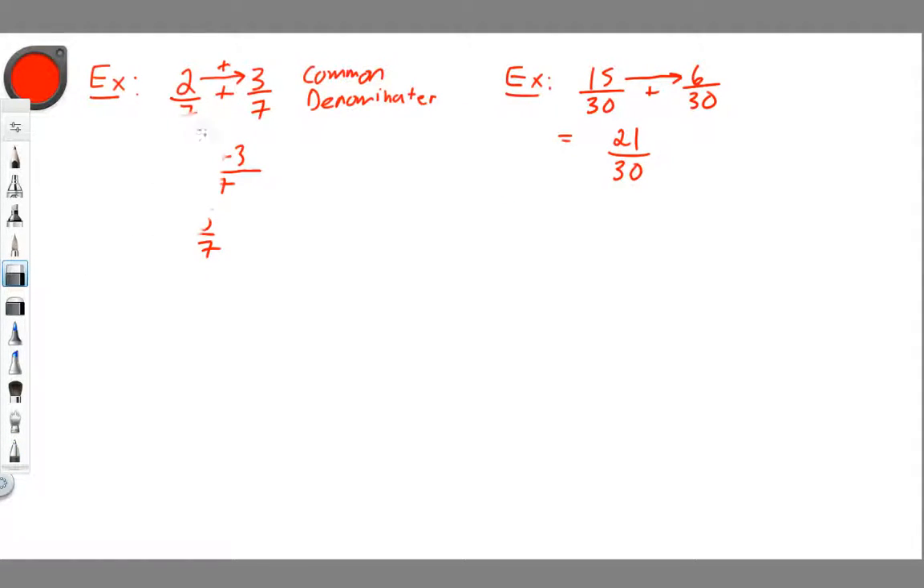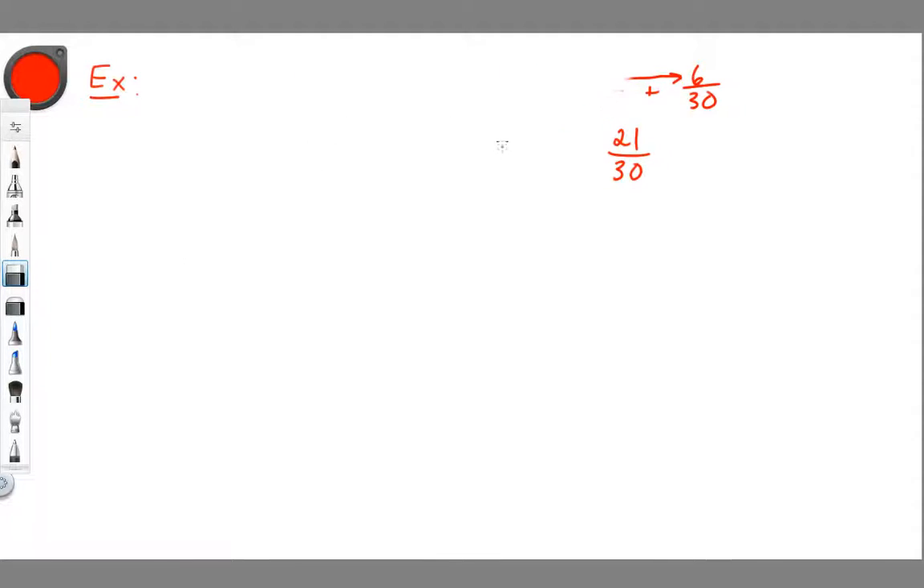Now, let's go with the scenario where we don't have a common denominator. So let's say we had something like, now I'm going to keep it simple to start us out here, 1 over 5 plus 3 over 10. So immediately what you notice here is that we don't have a common denominator. So there's a couple different things that I like to show my students starting out, and how to find a common denominator.